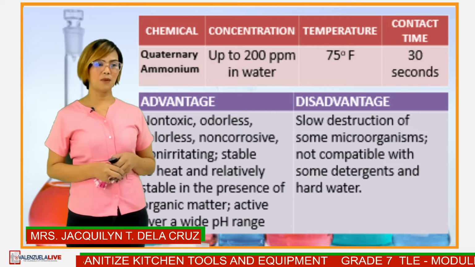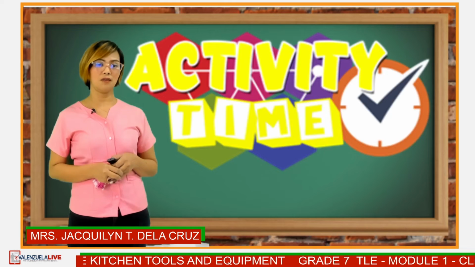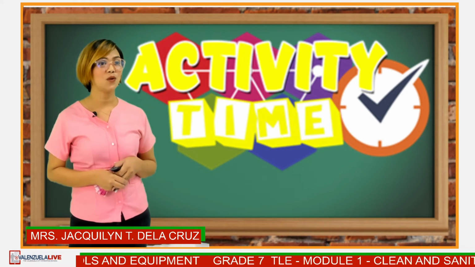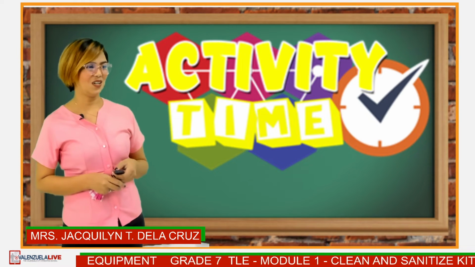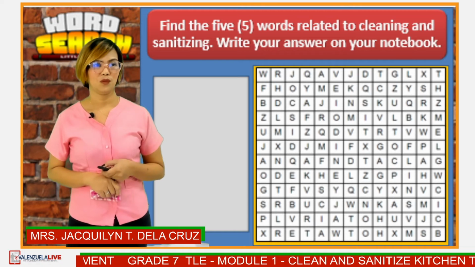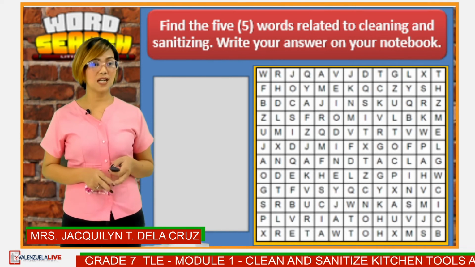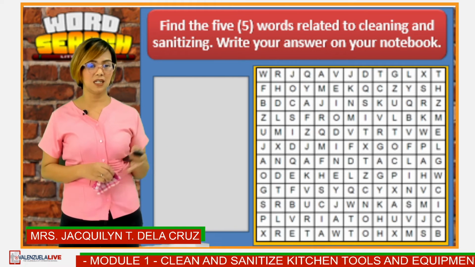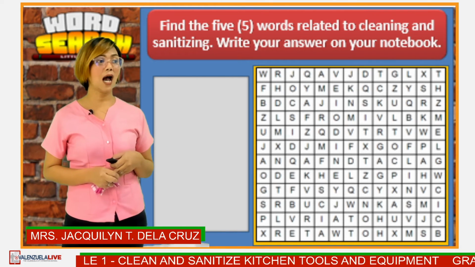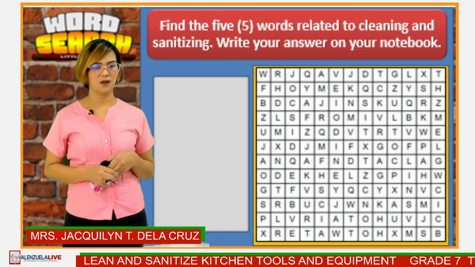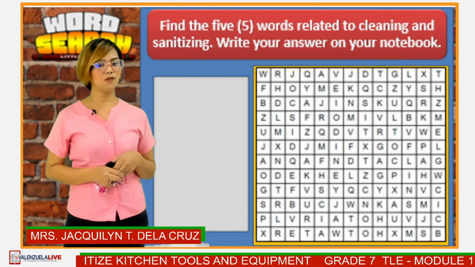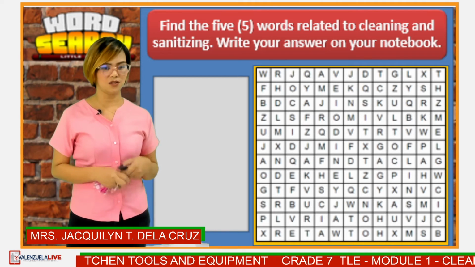Let's have your familiarity check with the terms included in our lesson. Let us have the short activity called word search. Okay, so find the words related to cleaning and sanitizing. It can be found vertically, horizontally, upside down, or diagonally. Write your answer on your notebook. I will give you 2 minutes to answer.